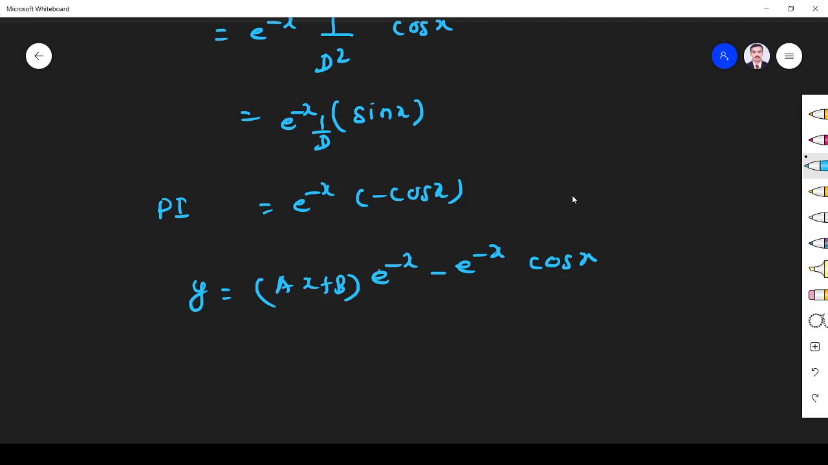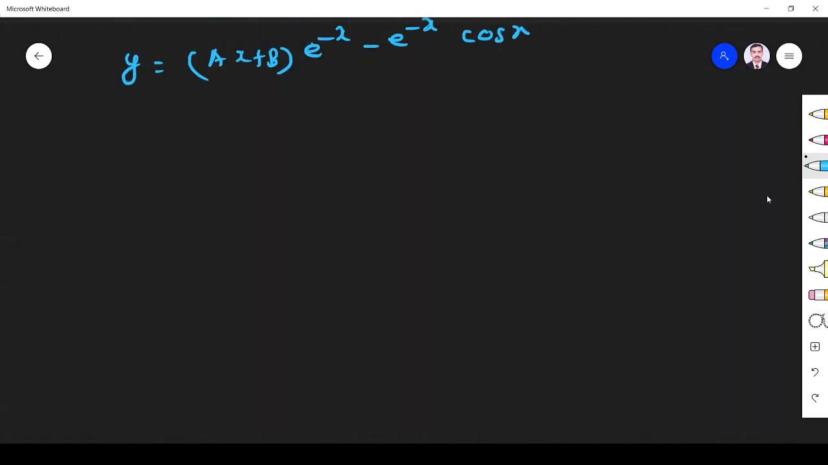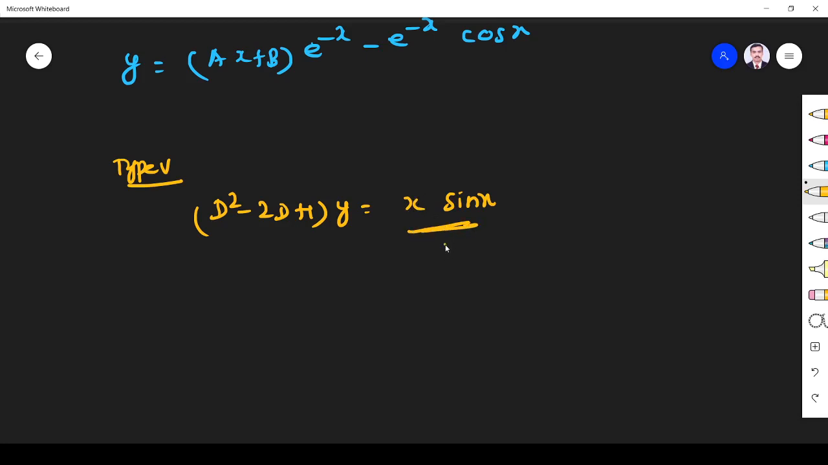Now I give an example for type 5. How can we proceed with type 5? The question is (D squared minus 2D plus 1) y is equal to x sin x. Now it is x to the power n into sin format, not e^x. So n is equal to 1, so it is type 5. How to proceed? As usual, first you find the auxiliary equation: m squared minus 2m plus 1 is equal to 0. This indicates m is equal to 1, 1.